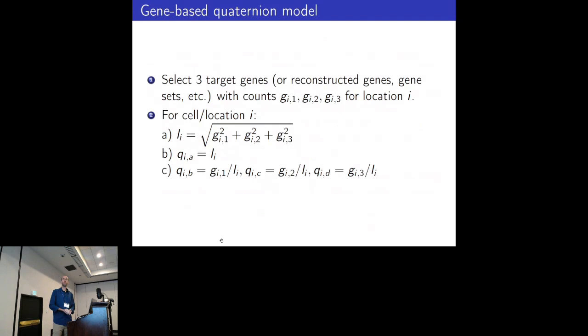You don't have to do this for an SVD-based latent space model. You can do it for target genes. The examples I'm going to show are actually reduced rank reconstructed genes. You can do it for gene sets or some other variable, and it's an analogous mapping. You compute a Euclidean length over them, set the real component to the length, so it's the approximating library size, and then you create a unit length imaginary vector.